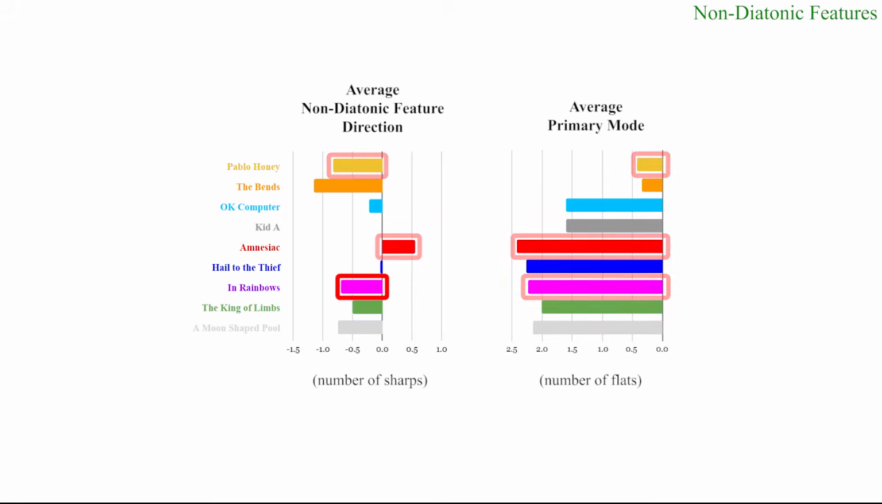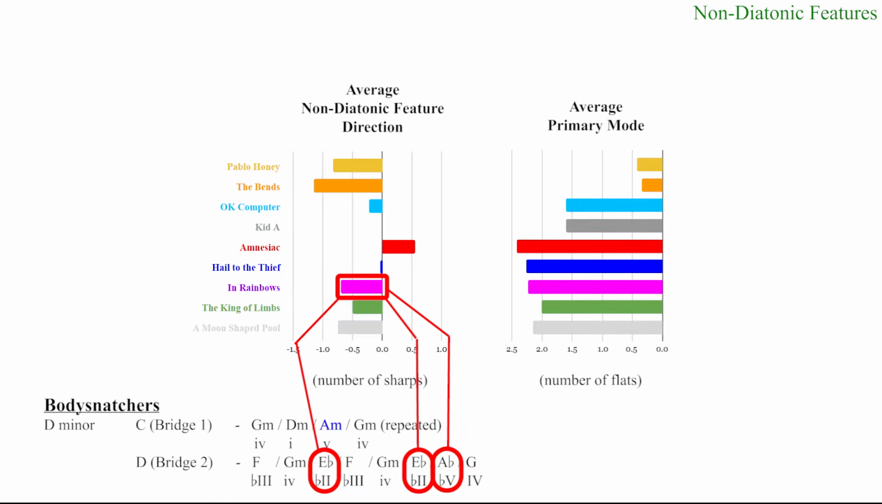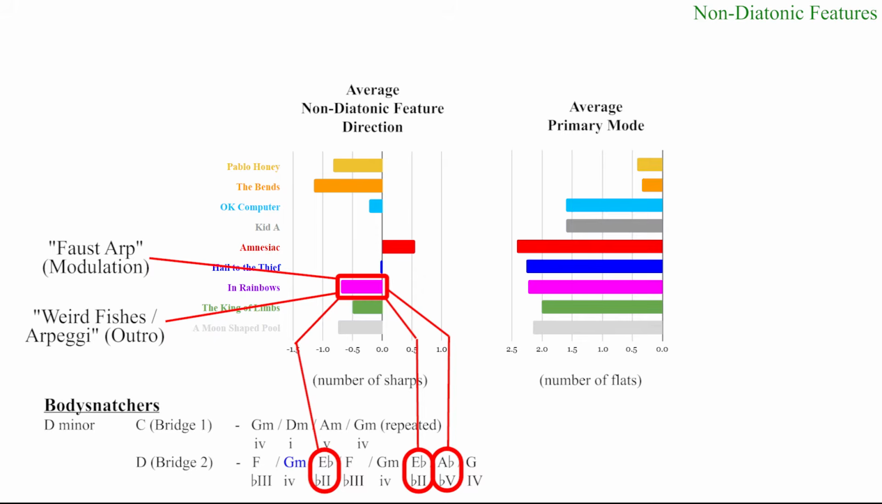Some of these directionally minor borrowings come from In Rainbows' Mixolydian songs, but there are quite a few in its minor key songs as well, such as in the bridge of Body Snatchers and the outro of Weird Fishes/Arpeggi, as well as in the modulation that occurs in the transition to the chorus of Faust Arp.